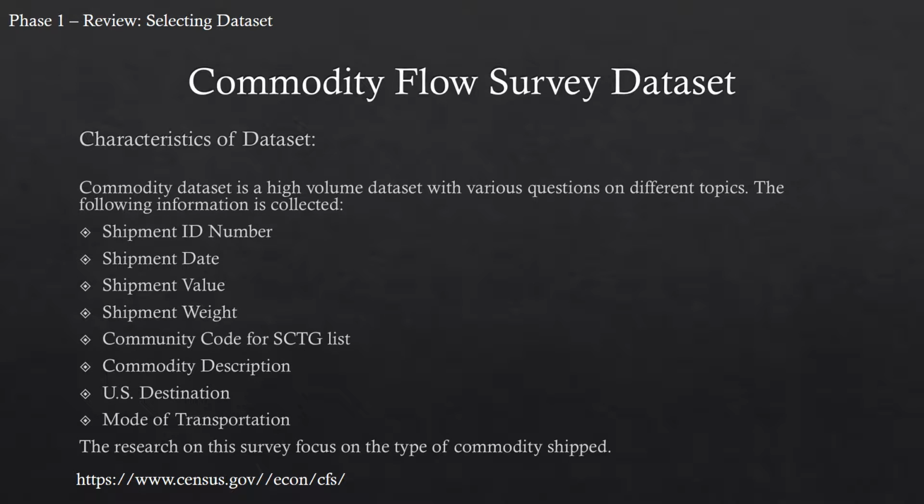It consists of the characteristics of the dataset. The commodity dataset is a high volume dataset with various questions on different topics. The following information is collected on this survey: the first one is shipment ID number, second is shipment date, next is shipment value, then shipment weight, commodity code from the SCTG list, commodity description, US destination, and mode of transportation. The research on this survey focuses on the type of commodity shipped. So let's see the next slide, which describes the sample dataset.